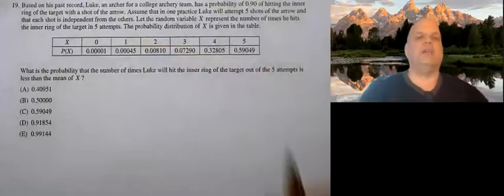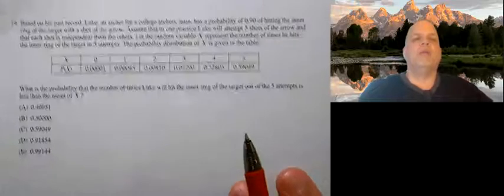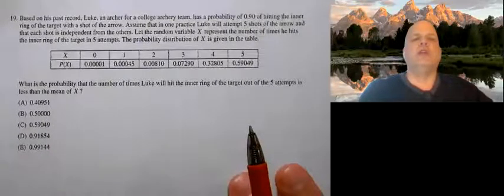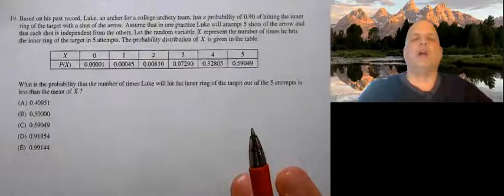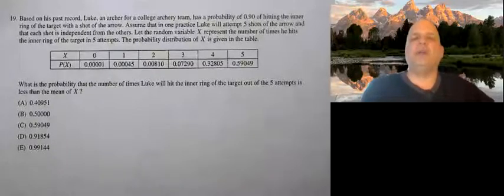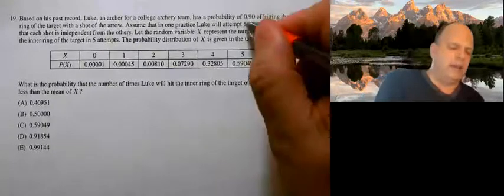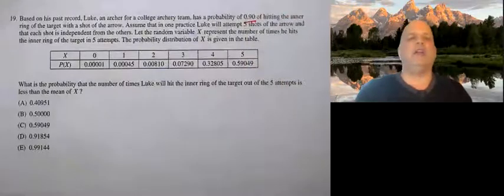Moving on to 19. Based on his past record, Luke, an archer for a college archery team, has a probability of 0.9 of hitting the inner ring of the target with a shot of the arrow. Assume that in one practice, Luke will attempt 5 shots and that each shot is independent from the others.